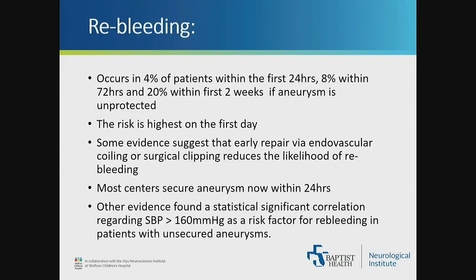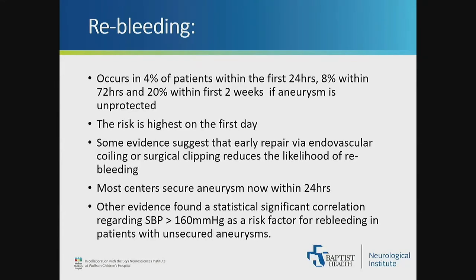Rebleeding is a major concern of subarachnoid hemorrhage. It occurs in about 4% of patients within the first 24 hours, 8% within 72 hours, and 20% within the first 2 weeks if they're unsecured. If you're securing, it's much different. The risk is highest, of course, on that first day that they bleed.